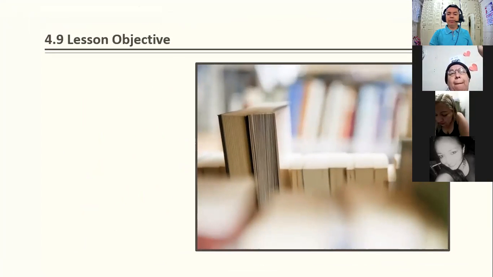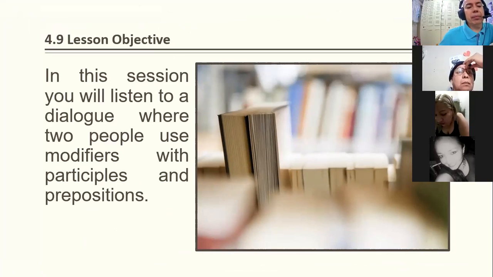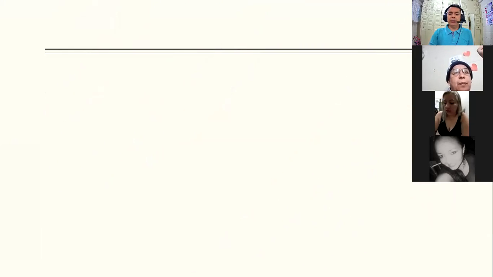Okay, now let's go to the second part. Lesson objective. Mai, please, can you read the objective for the class? In this session, you will listen to a dialogue where two people use modifiers with participle and preposition. Good. A conversation, right? Using modifiers with participles and with preposition. Good, that's the topic we're going to see, and we're going to start with the conversation.